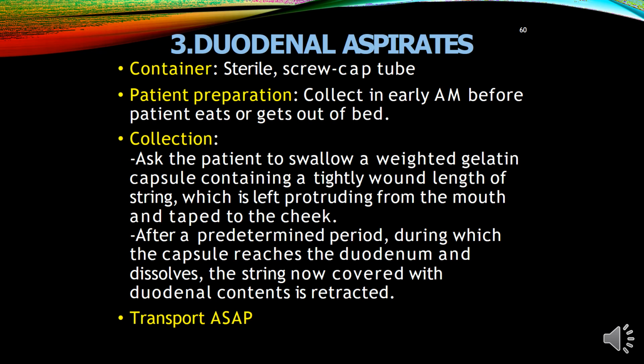Duodenal aspirates. The container should be a sterile screw cap container. Patient preparation: collect as early as possible, before the patient eats and gets out of bed. Ask the patient to swallow a weighted gelatin capsule containing a tightly wound length of string, one end of which protrudes from the mouth and is taped to the cheek. After a predetermined period, during which the capsule reaches the duodenum and dissolves, the string, now covered with the duodenal contents, is retracted and transported as soon as possible.